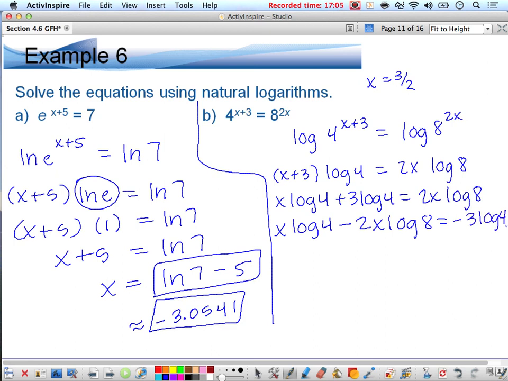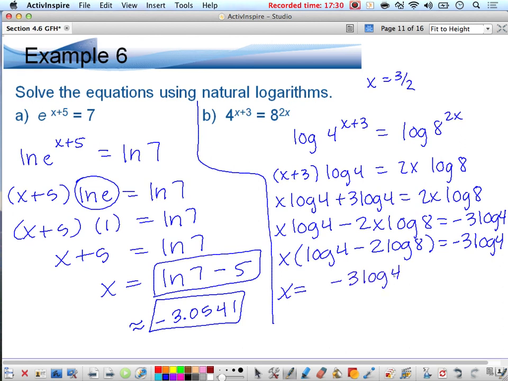Then how do I separate the variable there? I factor the x to the front, yeah, so bring the x out, and that leaves you with 1 log 4 minus 2 log 8 is equal to negative 3 log 4. And then divide by that parenthesis, and you get x equals negative 3 log of 4 over the log of 4 minus 2 times the log of 8.